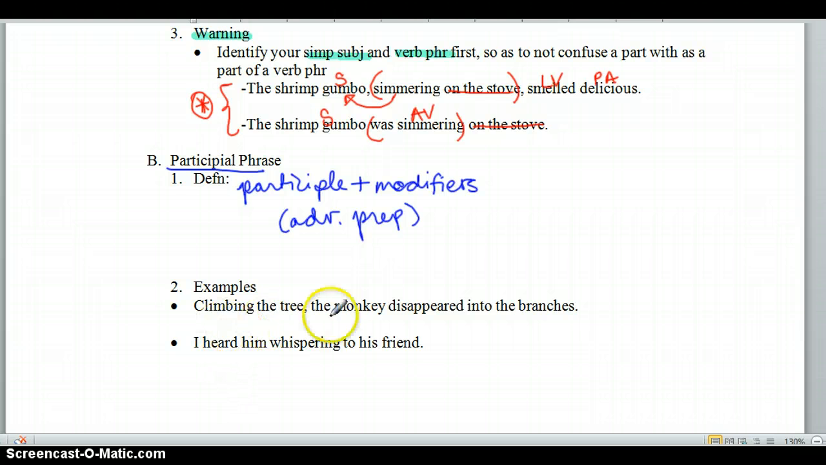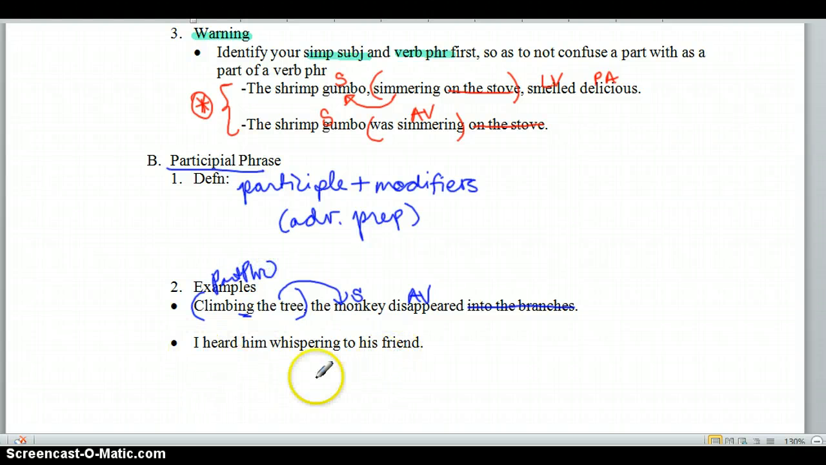So for example, climbing the tree, the monkey disappeared into the branches. Well, into the branches is a prep phrase. Disappeared is my action verb. Who or what disappeared? The monkey did. Climbing is my present participle, and I'm left with the tree. And so some of this you have to do by instinct. Does the tree tell me more about climbing, or does it tell me more about the monkey? Well, the comma also tips me off. Climbing the tree, that entire expression, tells me about the monkey. And so this is your participial phrase.